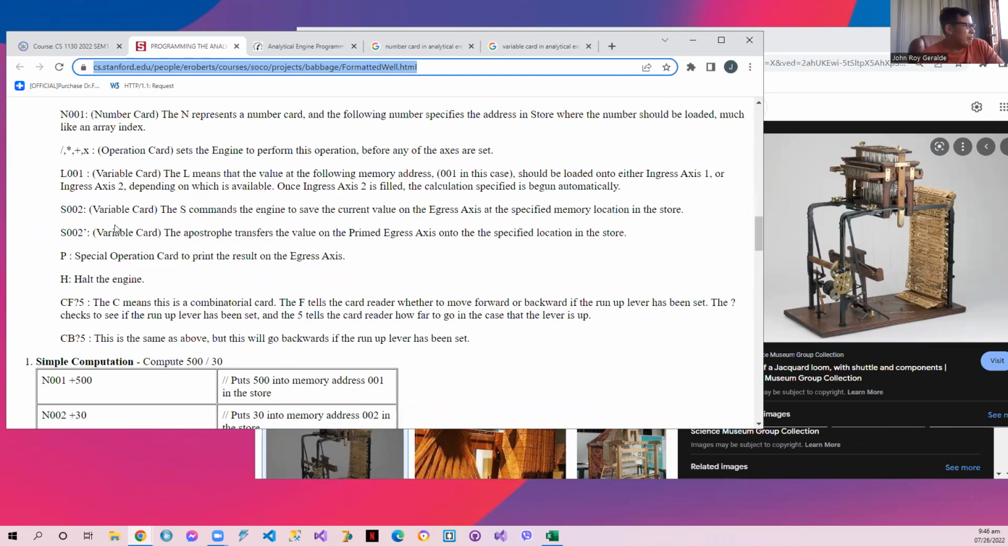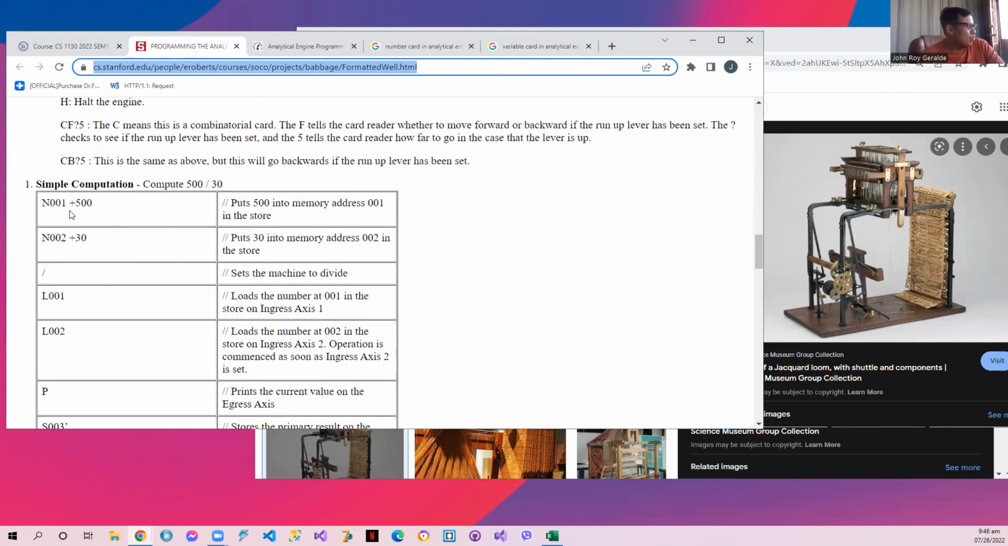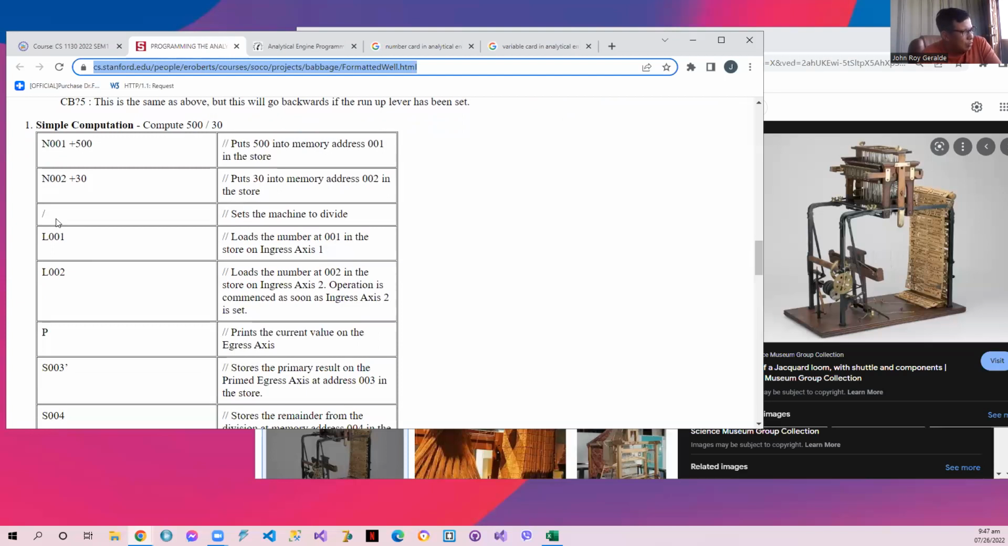Here are examples, no? When you say N001 500. This is an assignment statement. N is a numeric card. Okay, do you follow? Any questions? When you say N001, we are assigning variable 001 the value 500. It's like an assignment statement in a modern programming language. Program, no? Computer programs. When you say N002, we are assigning the number 30 to the variable 002 or address 002 in the store. Divide means do an operation.